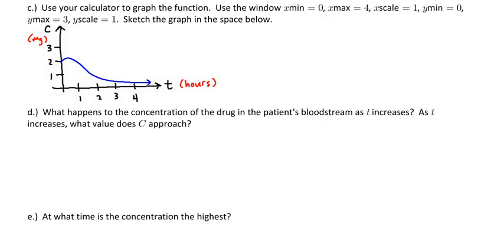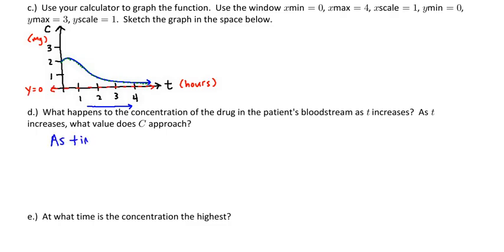Okay, with this graph in mind, let's see if we can answer the next question. What happens to the concentration of the drug in the patient's bloodstream as T increases? Now remember, as T increases, we're working this direction. So what we notice, as T increases, my concentration decreases. At the very beginning, it bumps up just a little bit, and then it decreases. Then it's going to level out above that t-axis. Now don't forget, we discovered there's a horizontal asymptote on the t-axis with equation y equals 0. So with all of this in mind, we can answer the question.